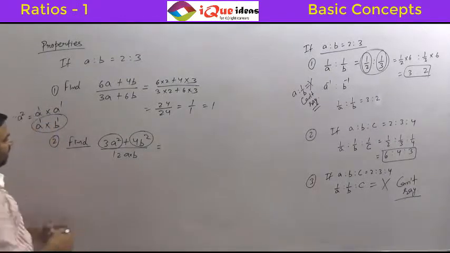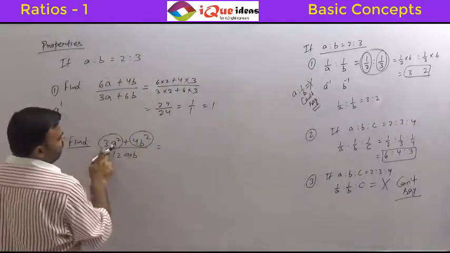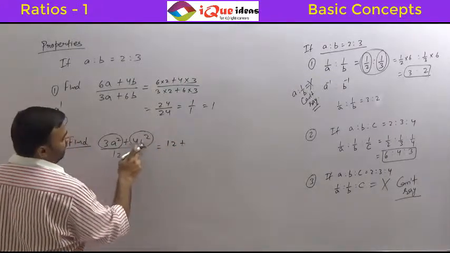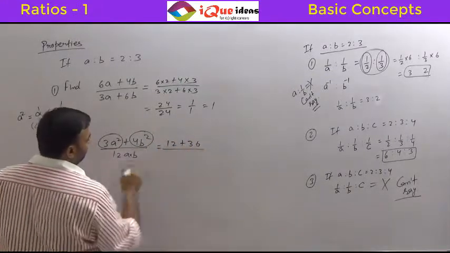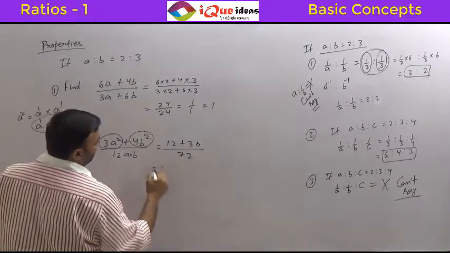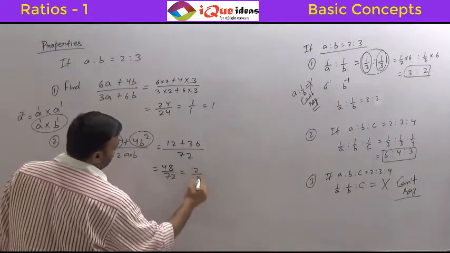And if we know that we can calculate, then simply if we put the values of a as 2, b as 3. So this becomes 2 square, that is 4 into 3, 12. Now this is 3 square, 9 into 4, 36. Divide by 12 into 2 into 3. So 12 2s are 24 into 3, 72. So it is 48 by 72, which is 2:3.